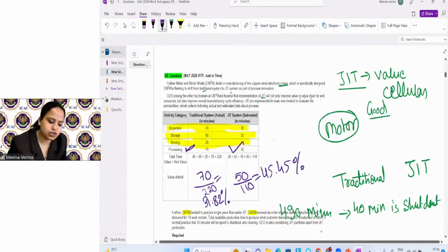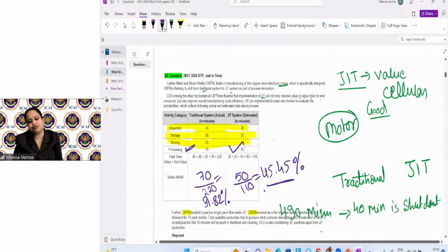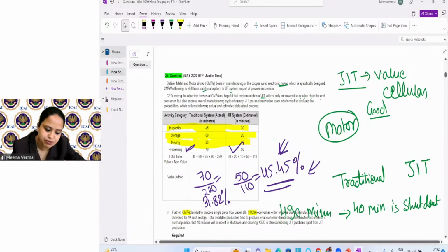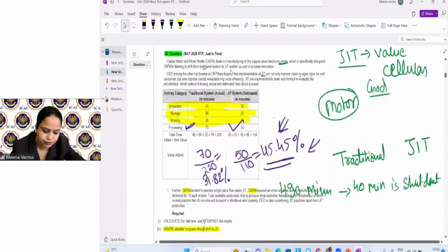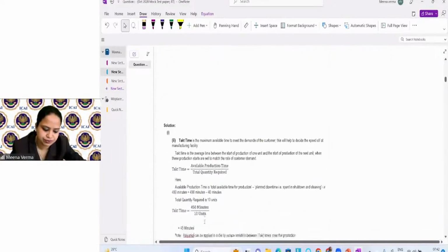Okay. So you can see out of these two options, the second one is more efficient. Efficiency is more, here you can see the value added activities are more as compared to total activity. This is more efficient. So yes, it is good to implement just-in-time system. All right, you can answer, yes, it is good to implement just-in-time system here.